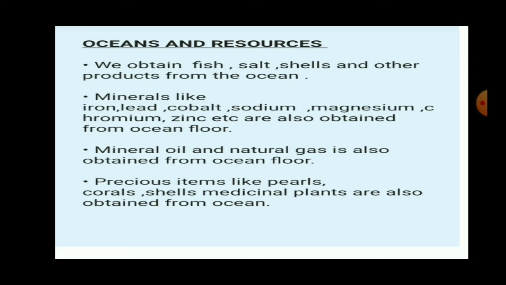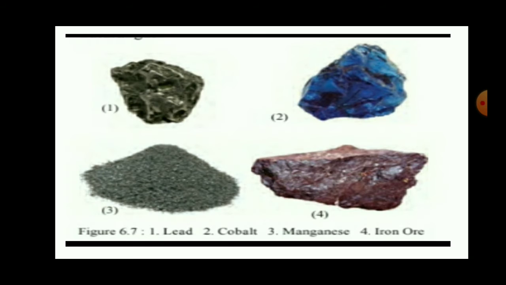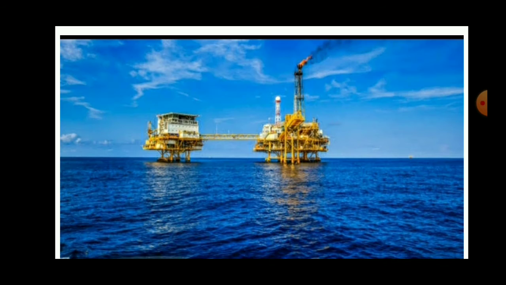I repeat, minerals like iron, lead, cobalt, sodium, magnesium, chromium, zinc, etc. are obtained from the ocean floor. Here is the picture in your textbook, 6.7, showing different minerals. The second one, the blue color, is cobalt, and you can see that reddish color iron ore is shown there. So we get different minerals from the ocean floor.